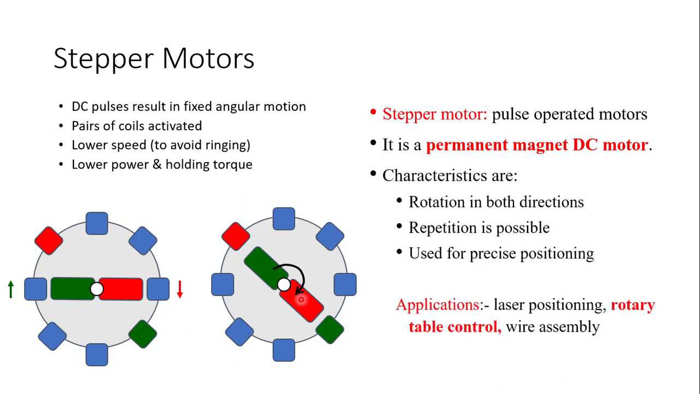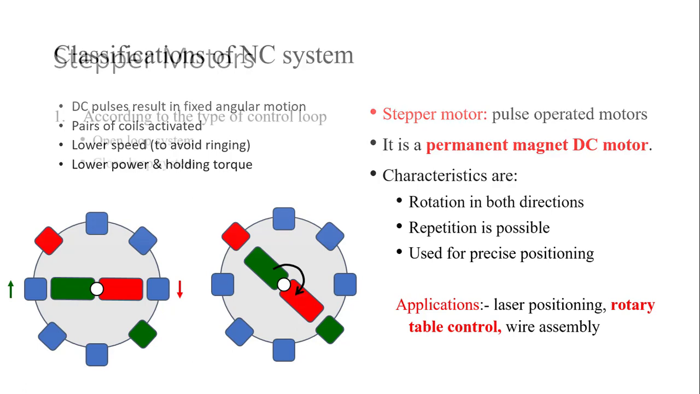Then what are the characteristics? It can rotate in both directions, repetition is possible, and there is precise positioning, because it gives you the exact location, as one click moves 1 mm. It depends on how you set and calibrate it. One single movement will give you a certain amount of rotation. The applications are laser positioning, rotary table control, and wire assembly. These are simple applications of the stepper motor.